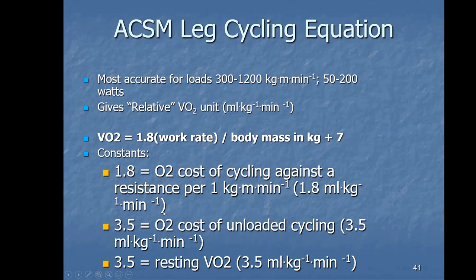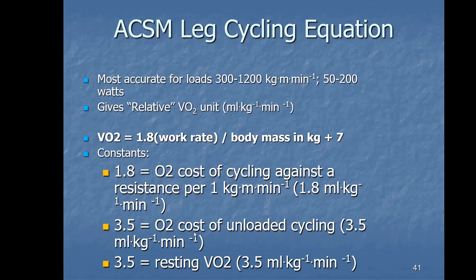You really don't need to know this, but if you're curious, 1.8 is the oxygen cost of cycling against the resistance. That's why you have to multiply that by the work rate. For the 7, there is a resting component here, so half of the 7, 3.5, is due to the resting metabolism. And then the other 3.5 is the cost of cycling with no resistance. So just pedaling against no resistance has an energy cost.